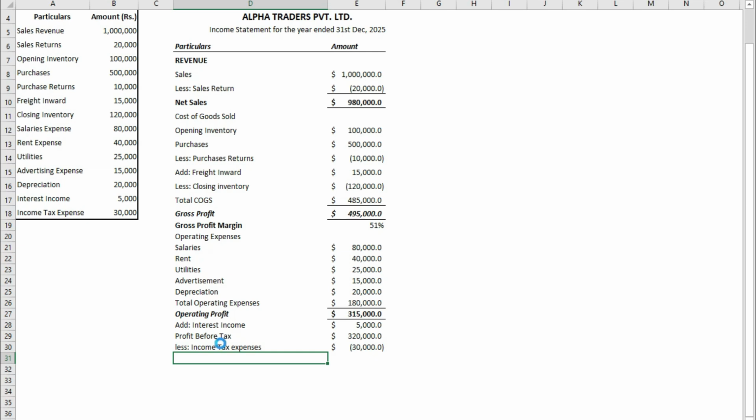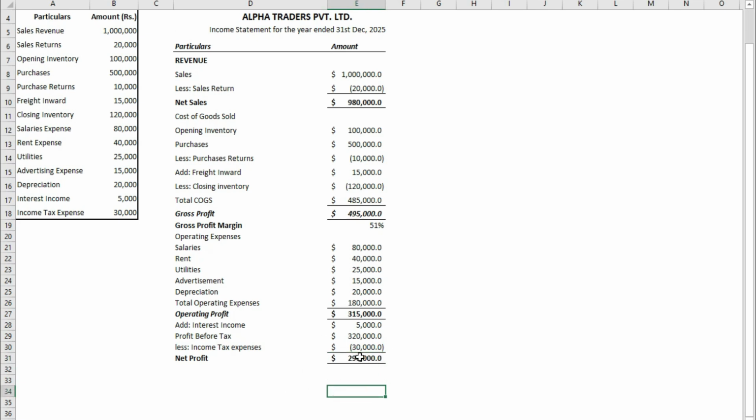Now we will have the net profit, which is the profit before tax less the income tax. So 2,90,000 is our net profit, and after deducting tax we get this, and this is the final profit available to shareholders, often referred to as the bottom line.